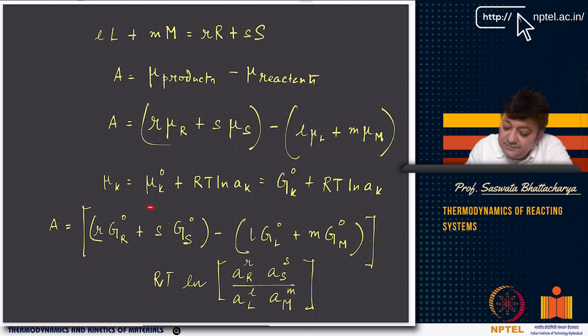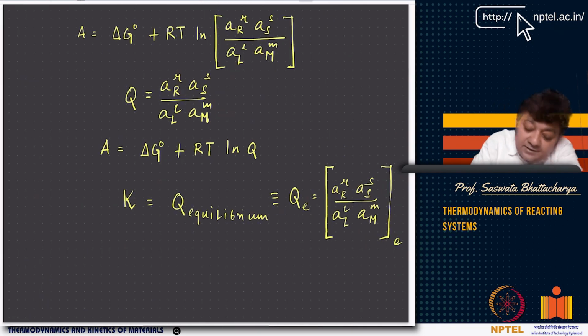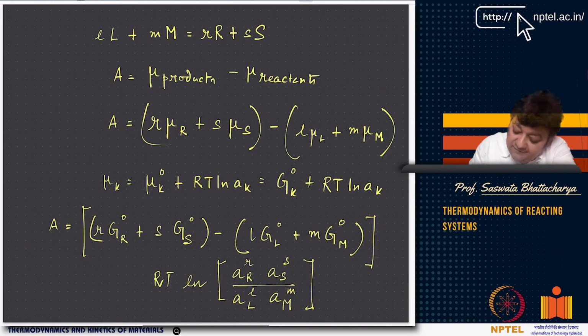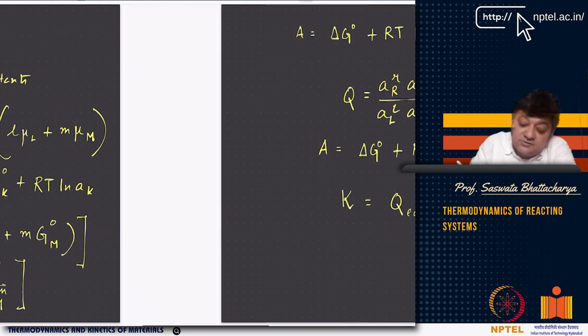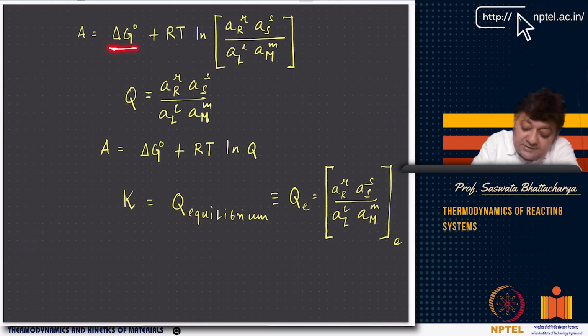And then again you do the same thing. So you have G_k^0, that is the pure component, and you have this RT ln. So you can write this as A equals RT ln of a_R to the power R, a_S to the power S, over a_L to the power L, a_M to the power M, right? Basically, if you use this translation, and if you have that, you have A equal to all these terms, G_R^0, G_S^0, G_L^0, G_M^0.